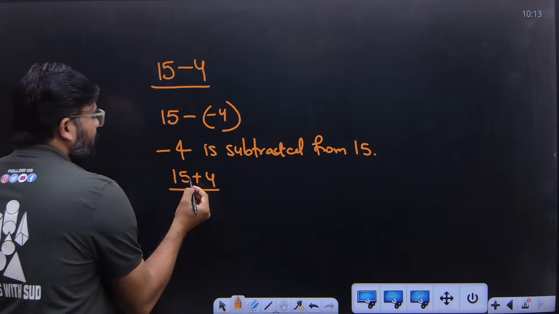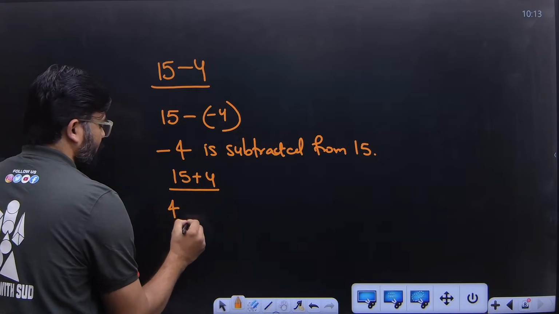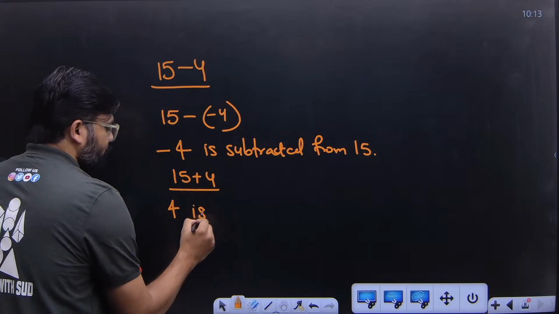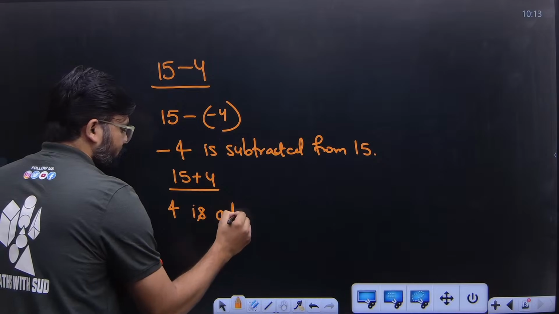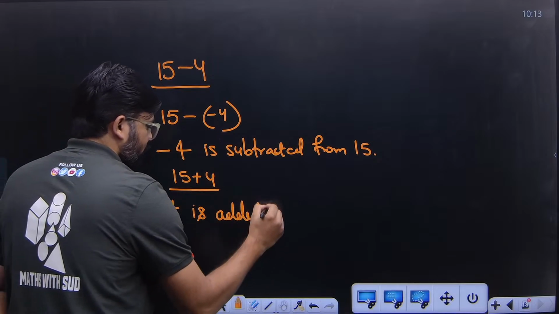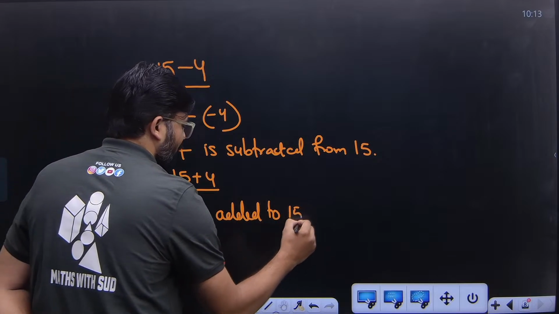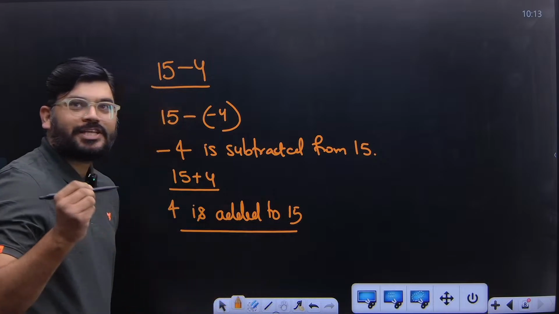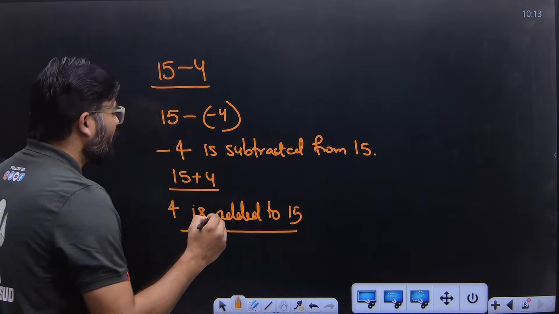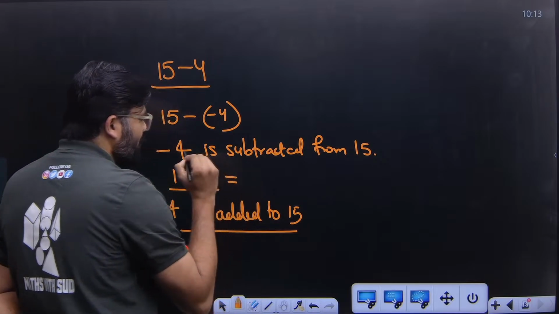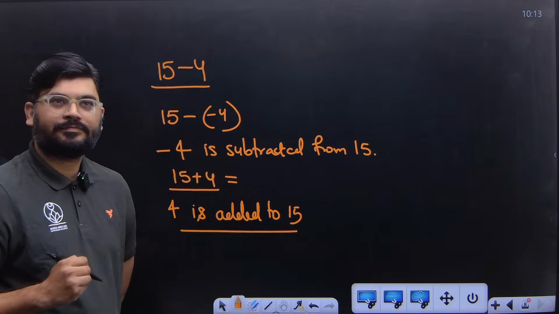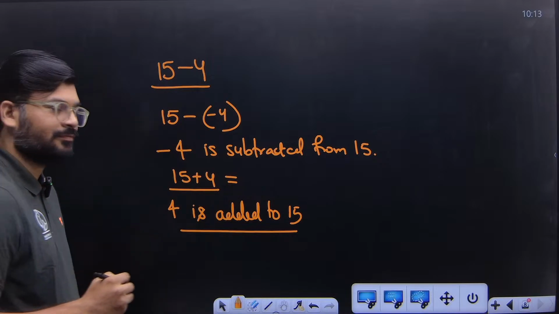What will you say for this? 4 is added to 15. Wonderful. Now let us check the result. Can you tell me what is 15 plus 4? It is very easy. 15 plus 4 is 19.